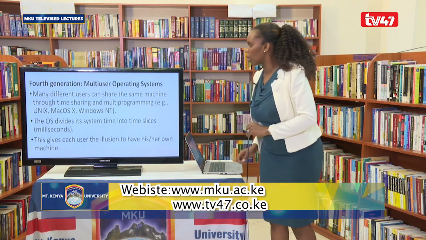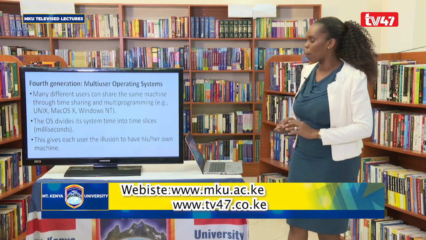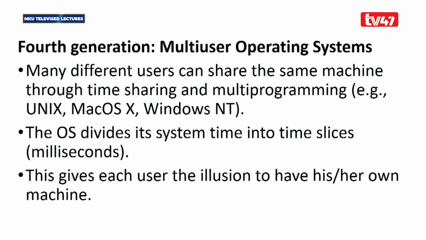Then we move to the fourth generation, where we have multi-user operating systems. When you say multi-user, it supports many different users to share the computer system at the same time through time sharing and multiprogramming. So you can allow these different users, who are carrying out different operations at the same time, to share the CPU time, and allow multiprogramming: several programs residing in the random access memory together at the same time, and they are being executed. A good example of such a multi-user operating system is UNIX, MacOS X, and Windows NT.